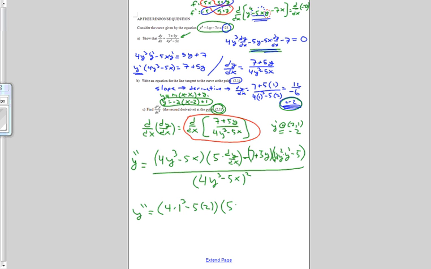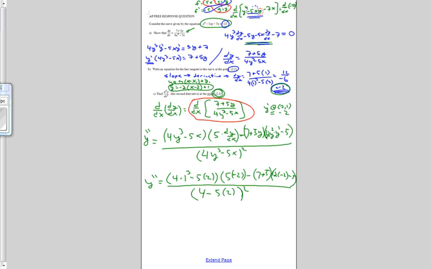Well, dy dx we know is -2, minus 7 plus 5y. So 5y is just 5 because y is 1, times 12y squared y prime. So that's 12 times -2 minus 5, all over 4 minus 5 times 2 squared. This is definitely an ugly fraction, but we can go ahead and simplify this no problem.